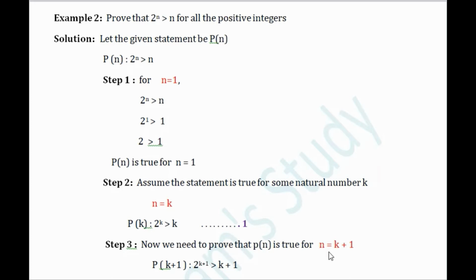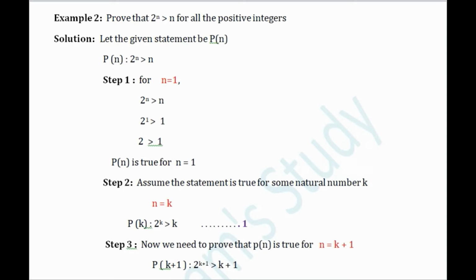So what we do now, we replace all the n by k plus 1. So here all the k are getting replaced by k plus 1. That is 2 raised to k is getting replaced by 2 raised to k plus 1. It is greater than k, and this k is again replaced by k plus 1. Now we need to prove that 2 raised to k plus 1 is greater than k plus 1.